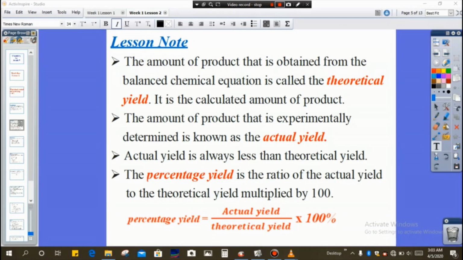Percentage yield is equal to actual yield divided by theoretical yield multiplied by 100%. According to this formula, if the theoretical yield is equal to the actual yield, then the percentage yield of the reaction will be 100%.